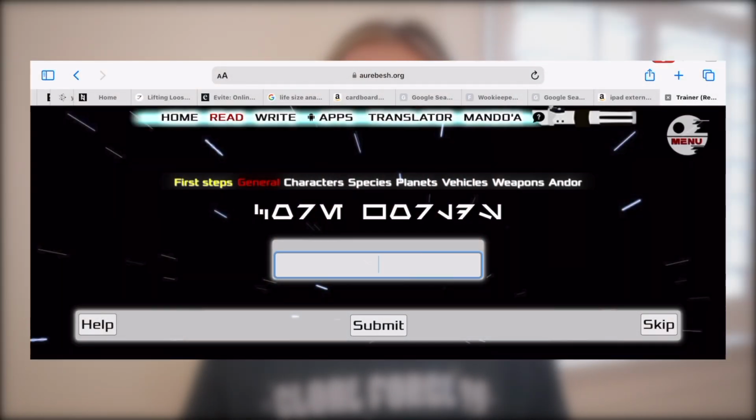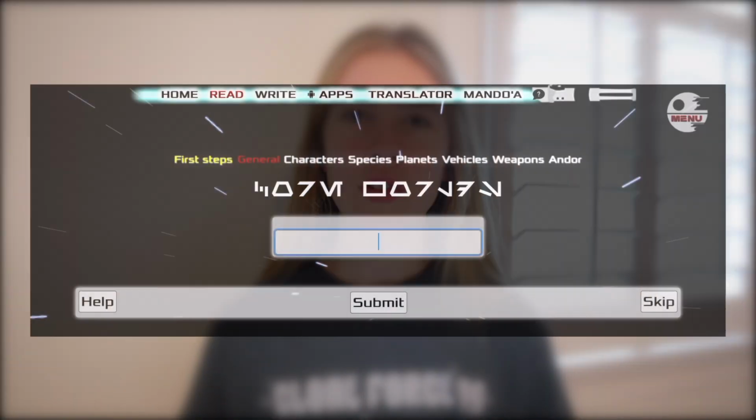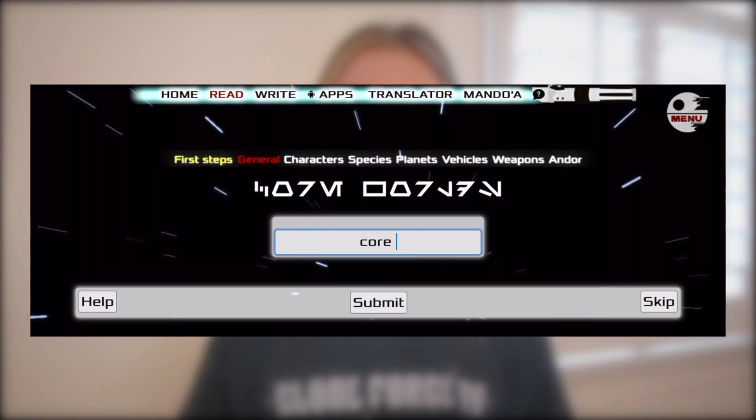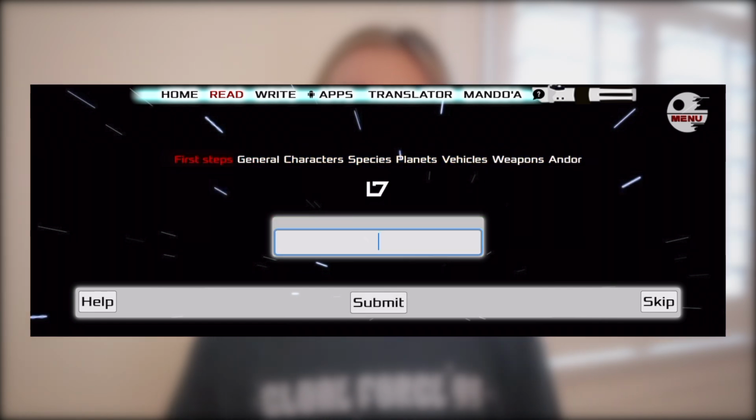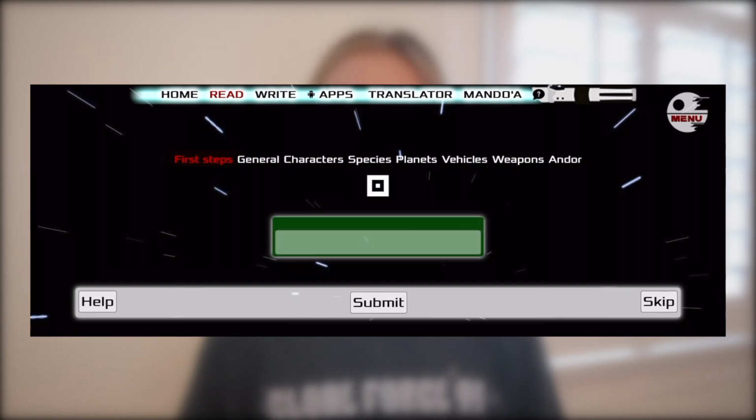My favorite way to practice is on a website called aurebesh.org. You can read, write, and translate Aurebesh on this website. The best mode for beginning Aurebesh is definitely the read mode. It gives you a word in Aurebesh and you can identify the characters you know, and then you type in that word and see if you're correct. There are a few different category options for what type of word you want, including first steps if you just want to get those characters down.